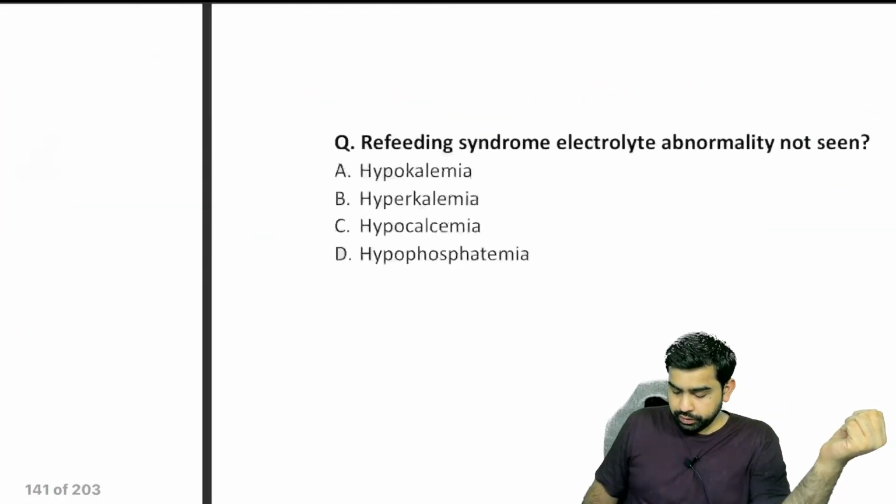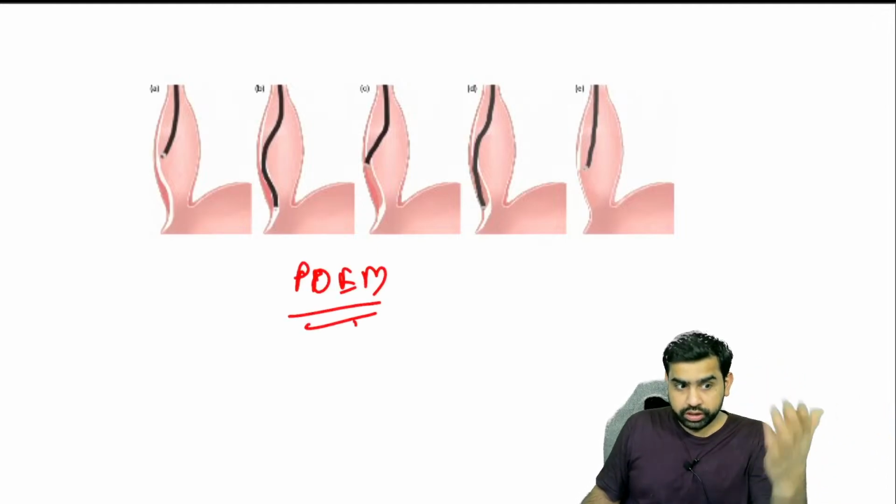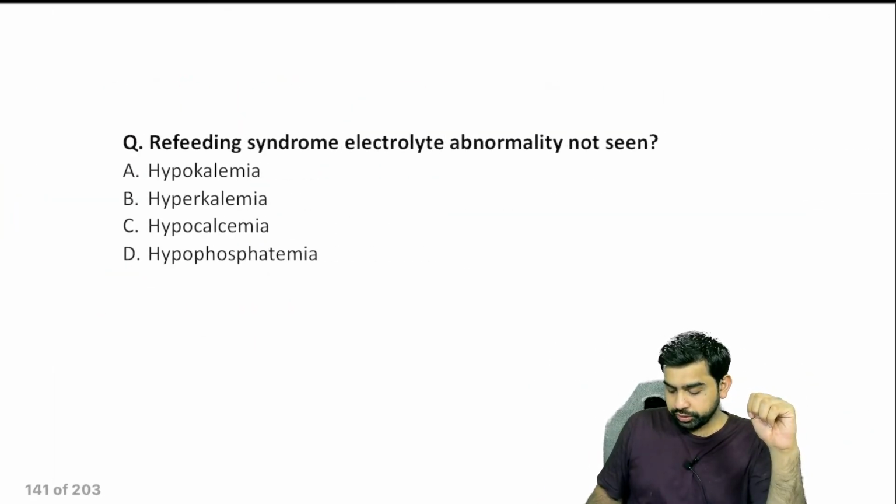Now, this is an image of the POEM procedure. This is per oral endoscopic myotomy. Once they asked you in the FMGE exam what POEM is used for, and POEM is used for achalasia, as a per oral endoscopic myotomy. I hope you have understood this point.